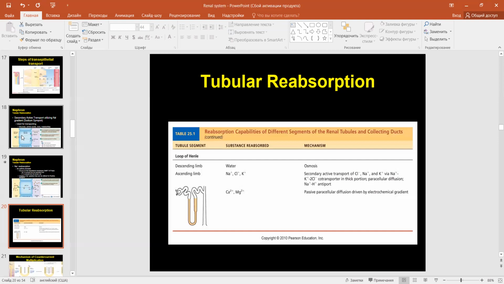So the descending limb is highly permeable to water via abundant, always open water channels. It does not actively extrude sodium, that is, it does not reabsorb sodium. It is the only segment of the entire tubule that does not do so. The ascending limb actively transports sodium chloride out of the tubular lumen into the surrounding interstitial fluid and is always impermeable to water, so salt leaves the tubular fluid without H2O osmotically following along.